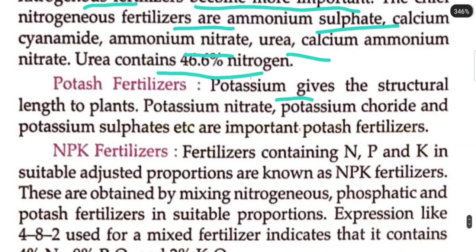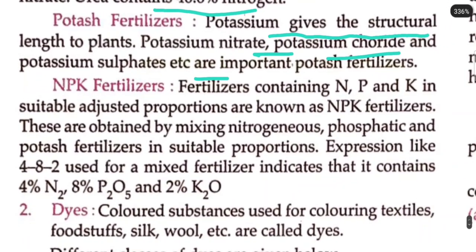Potash fertilizers. Potassium gives the structural strength to plants. Potassium nitrate, potassium chloride and potassium sulfates etc. are important potash fertilizers. NPK fertilizers.